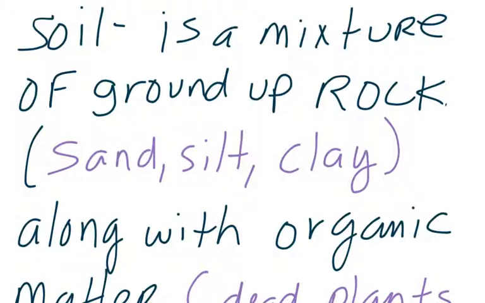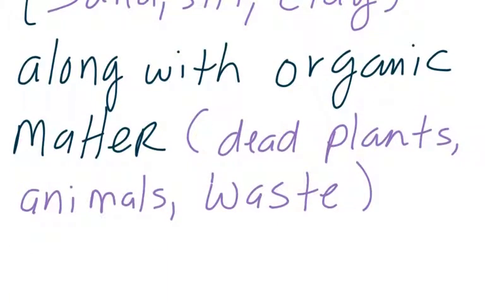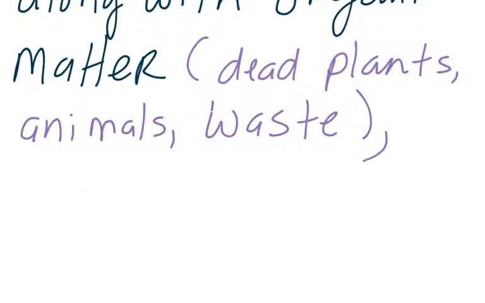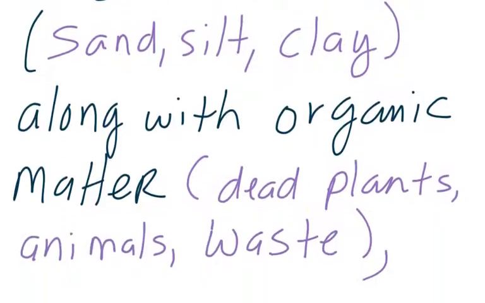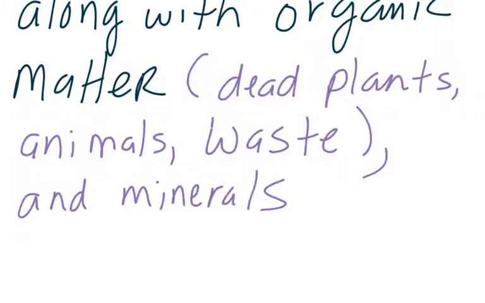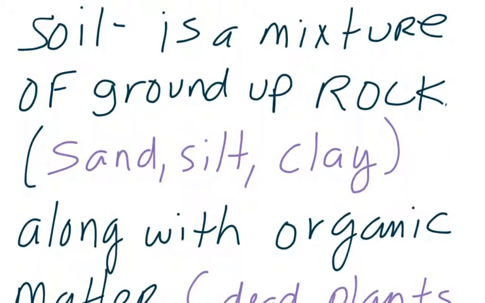Now, will you see other kinds of minerals and other materials in there? Yes, you will. That's going to be along with organic material: dead plants, dead animals, and waste like poop. And another thing I can add in here is other minerals. So ground up rocks, organic matter, and minerals, because not all of your minerals will be wrapped up in some sort of rock.